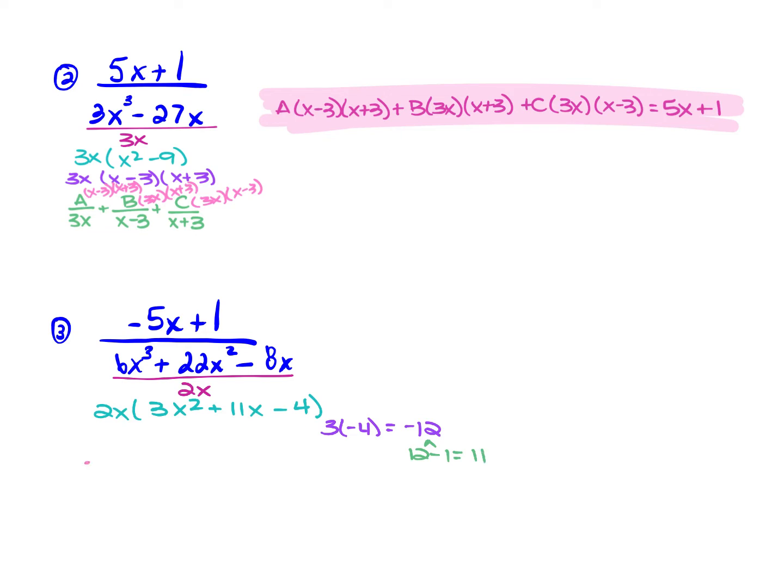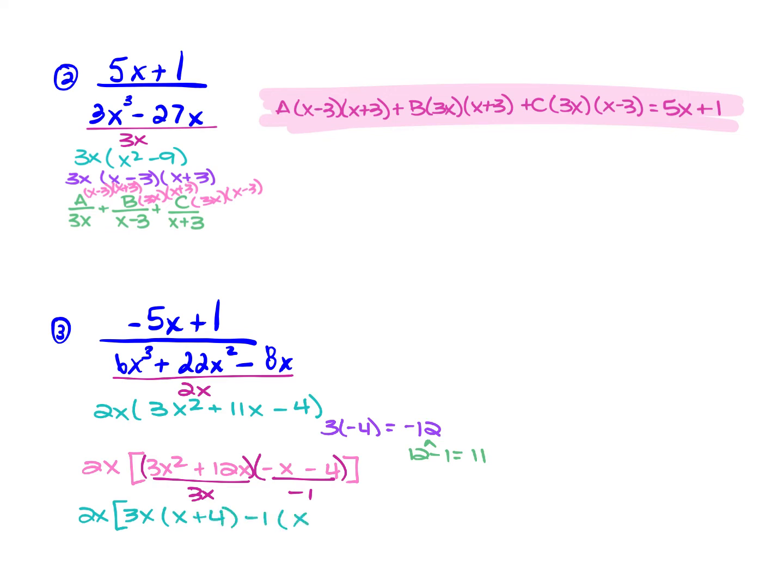So this doesn't factor, but gets rewritten as 3x squared plus 12x minus x minus 4. You can now factor the inside of that by grouping. We're going to factor out a 3x from the first set, factor out a -1 from the second. So this means that we're going to have 2x times 3x times x plus 4 minus 1 times x plus 4.